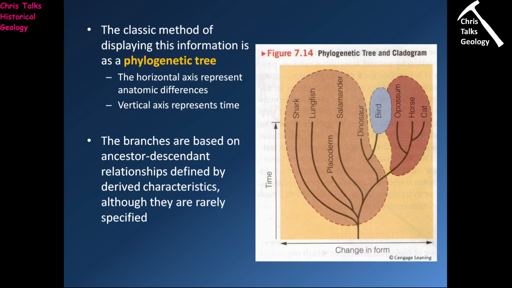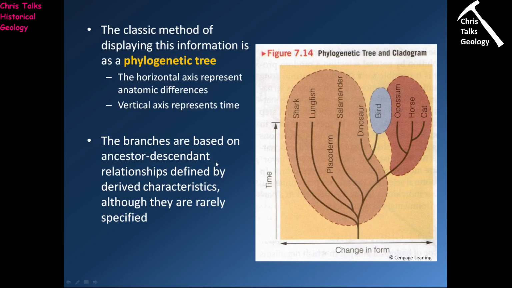So the classic method of displaying this information is in a phylogenetic tree. So on a diagram, which normally looks like this, we have two axes. We have the horizontal axis and the vertical axis. The horizontal axis represents anatomical differences. Okay, so as you move across, the organisms are split into different groups based on the variations in their anatomy, whilst the vertical axis is for time. So essentially, as we progress up the vertical axis, we are moving forwards in time.